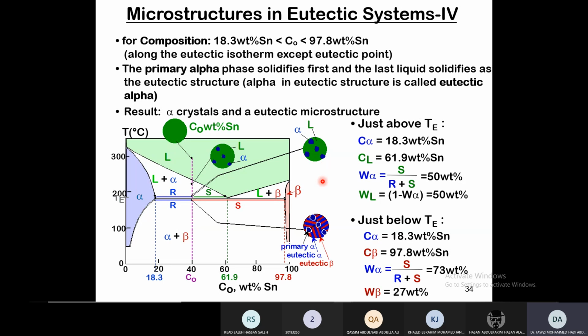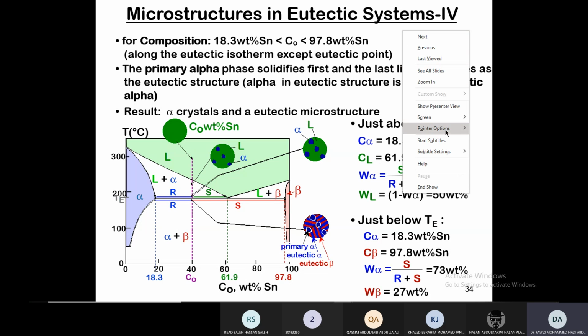What is going to transform is the liquid into this lamellar configuration, for the same reason we explained last time for why the eutectic isotherm develops. It needs to do that fast, and it needs to form two phases, alpha and beta, which are considerably different in terms of composition. One is at 18.3% by weight tin, and beta is at 97.8% by weight tin. So that was the development of the microstructure.